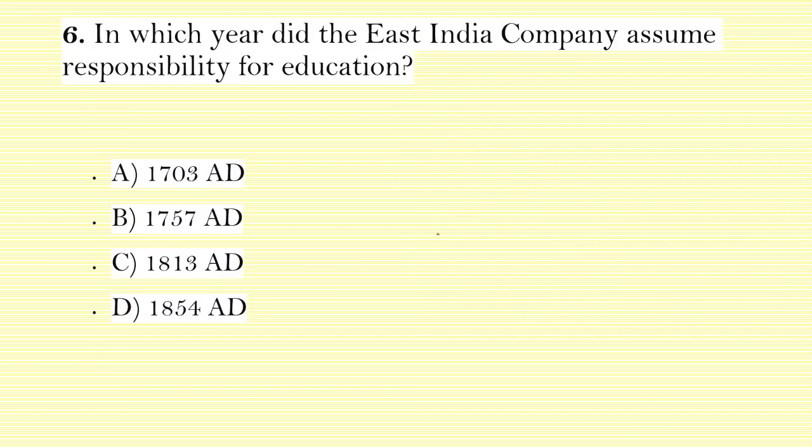Let us go to the next question. In which year did the East India Company assume responsibility for education? Assume. What is the meaning of assume? Taking the responsibility, taking the control of. What did they take control of? Education. Responsibility of education. Which year? In 1813 AD. From 1813 AD, they took the responsibility. C is the correct answer.